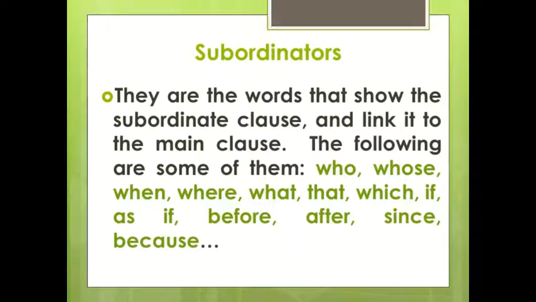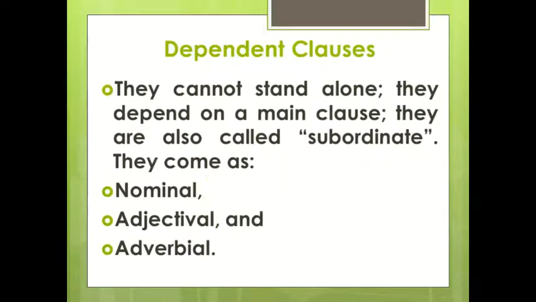In the compound sentence, we said we have two independent clauses. But in the complex, we have only one independent clause, and the other clause or clauses all are dependent. And the following are some of these subordinators: who, whose, when, where, what, that, which, if, as if, before, after, since, because, etc. When you see one of these words, it means that we have a dependent clause.